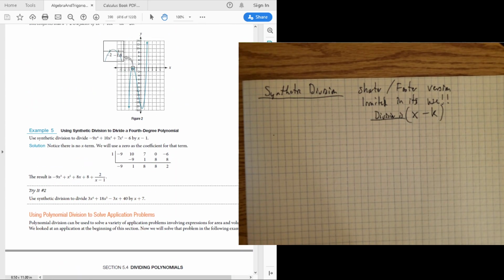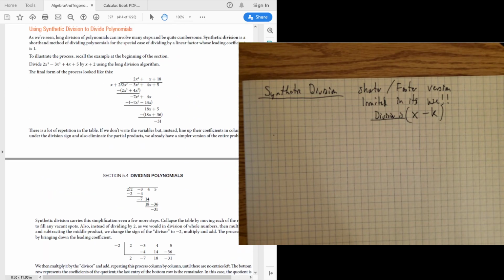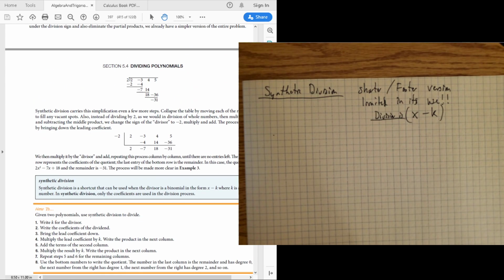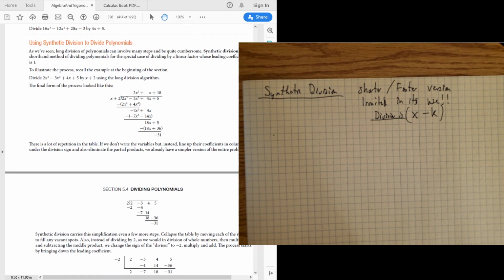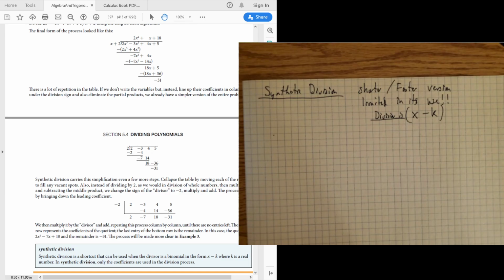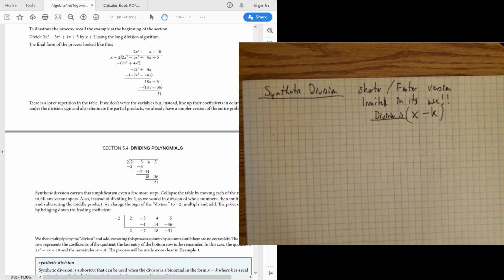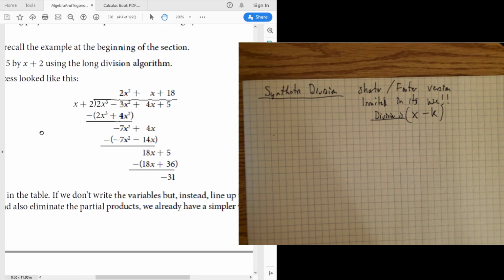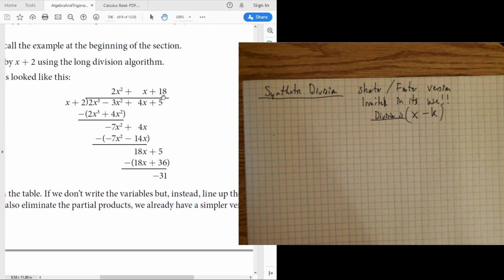Now, I think your textbook does a pretty decent job explaining where synthetic division comes from. I am not the best at explaining synthetic division. So I'm going to use this example to showcase how synthetic division works and use it to get to a solution here. In this example, you notice a couple of things. Number 1, the first thing I want you to see is that in this problem, we are clearly taking 2x squared. I'm going to zoom in a little bit. 2x squared plus x plus 18.